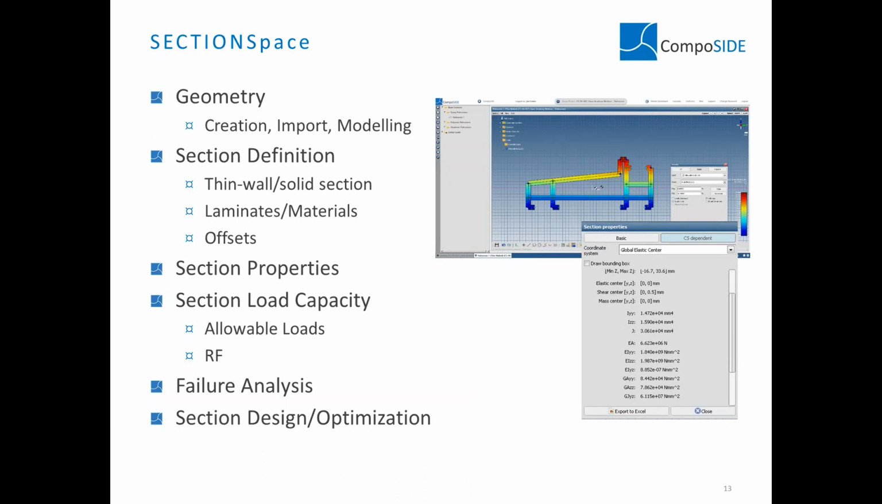What is interesting is you have within section space contextual menus to apply materials or laminates directly to any of the sections that you create, and you can calculate your section properties, also review load capacity with allowable loads and reserve factors, provide failure analysis, and so on. So basically this tool allows you to very quickly perform section design and optimization, whether this is for your conceptual design or for some review of your initial assumptions.